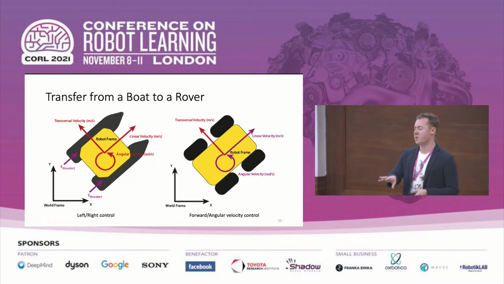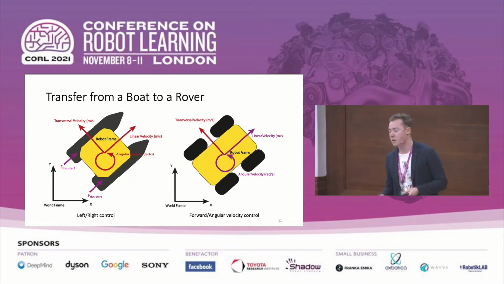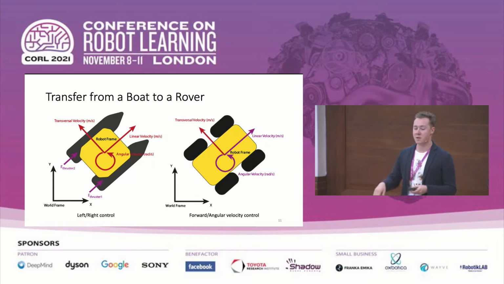And these two systems have different action spaces. So the boat is driven using left-right commands, a bit like a tank, and the rover would be controlled a bit like your car, where you give a steering velocity and a linear velocity.